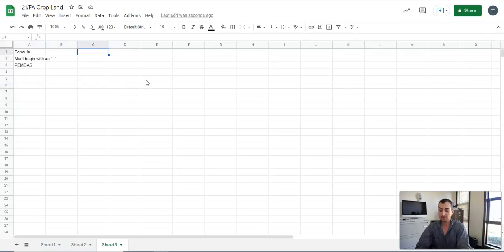Another thing I wanted to show you is cell referencing and absoluting cells. So I'm going to throw in some numbers real quick, and we're going to just do a box of 9.